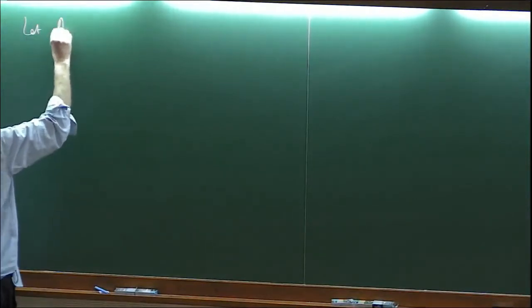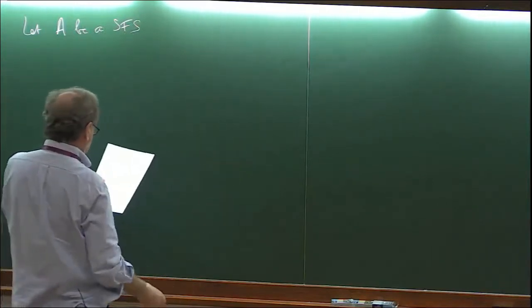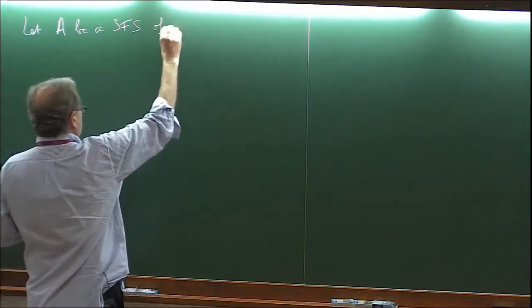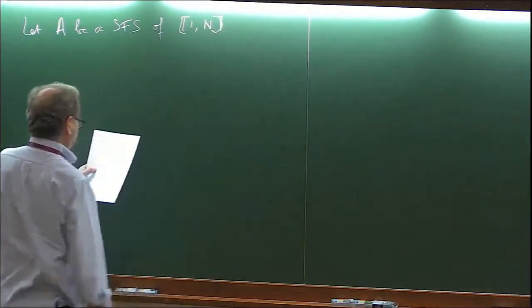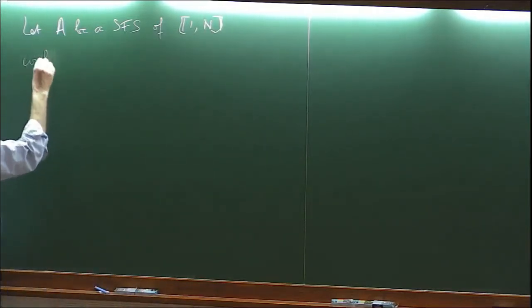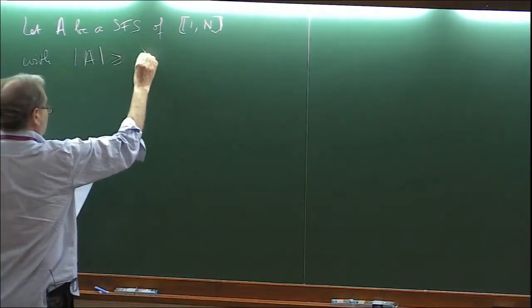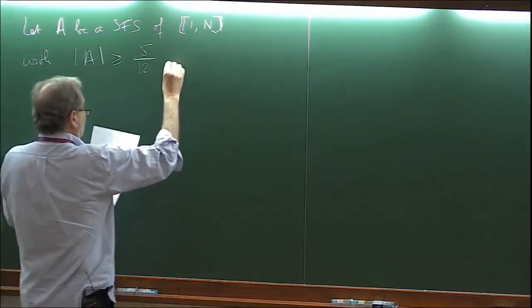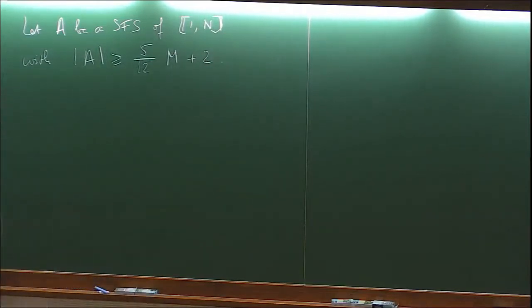So let us go into the business. So I take A to be a Sidon-free set, I mean sum-free set. The statement has been given already here, in [1,N]. Okay, and with capital A, I repeat, the cardinality is larger than 5 over 12 M plus 2. Okay, this is what we are doing.